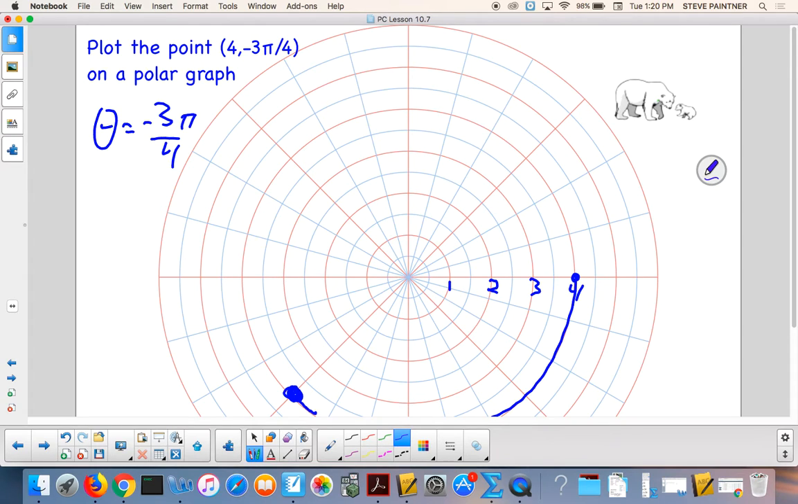You can label them however you want. Okay, so we went out a radius of 4, so our r here is equal to 4. And then we rotated negative 3π/4. And that's in radians. How many degrees is that? Yeah, that's negative 135 degrees. So we went negative 135 degrees. And that's how we got to that coordinate.